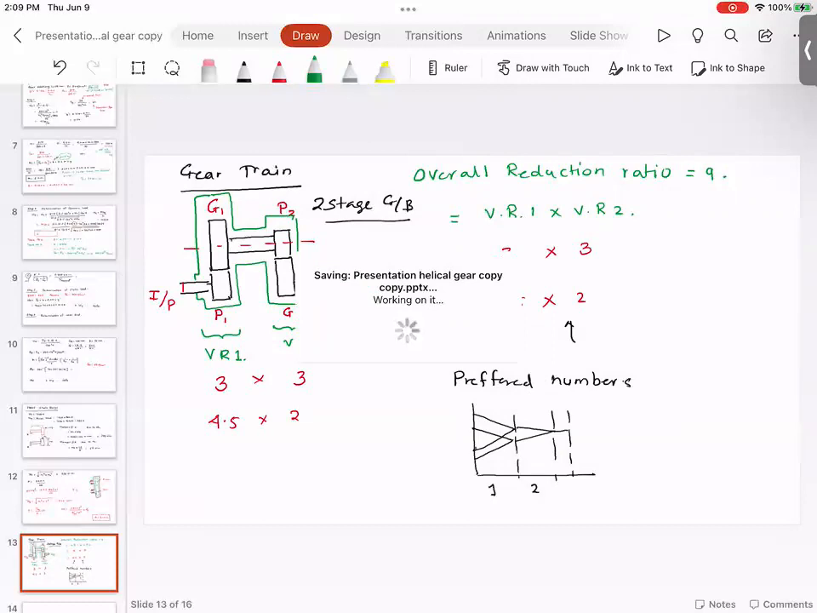Okay, with that, we are going to stop here and take a break of 15 minutes. After we come back, I am going to start the bevel gear designs.